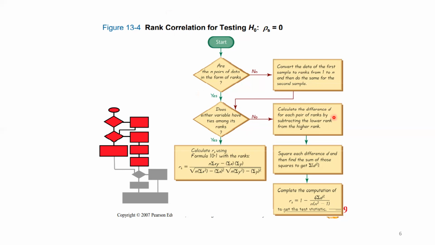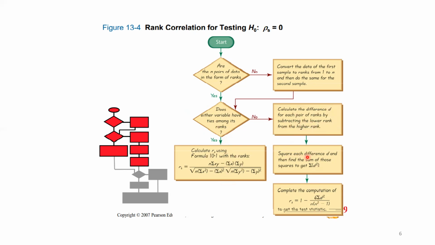Calculate the difference D for each pair of ranks by subtracting the lower rank from the higher rank. So we need to find D. How do we find D? It is the difference, subtracting the lower rank from the higher rank. If you say yes to ties, you can go to the Pearson product moment correlation test. Otherwise, we go along this path.